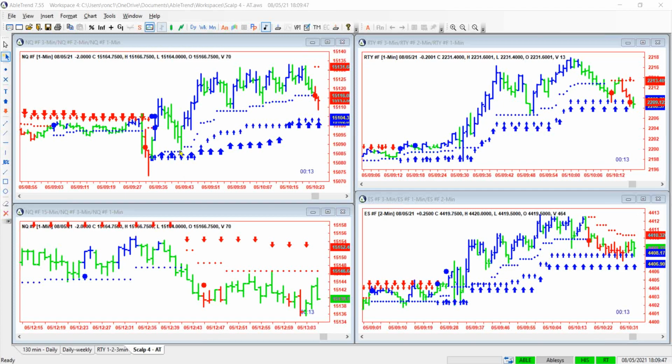1 minute buy signal because it hits the blue dot, and then the next blue bar after the price hits the blue dot. Hits the blue dot, next blue bar, right there. Simple as it gets. 1 minute buy signal is blue. 2 minute buy signal, it's blue. 3 minute buy signal, it's blue. You can't get better than that.